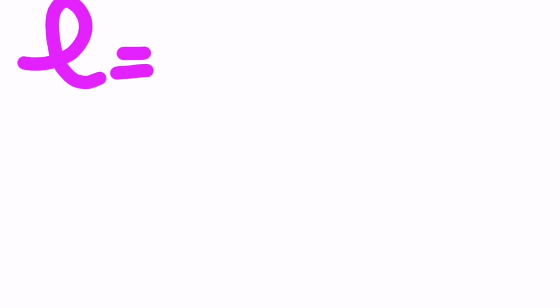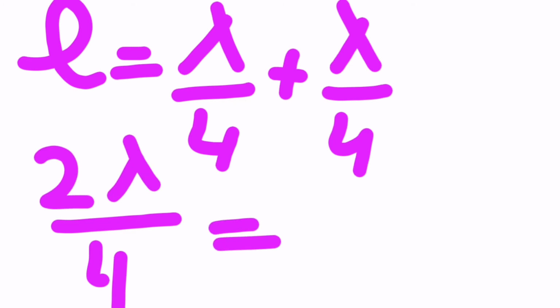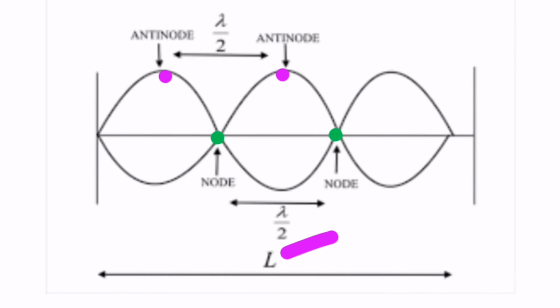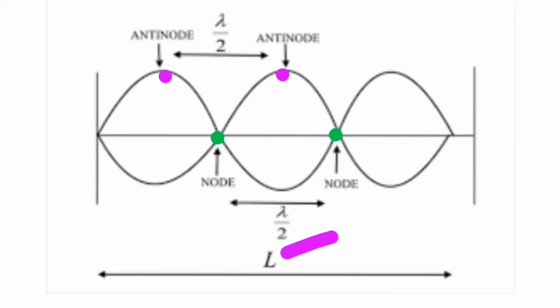The length, that is lambda by 4 from one node to antinode, and from another node to antinode is lambda by 4. Now when we take the LCM, we get 2 lambda over here, and when we solve this, we get lambda by 2. It means the distance from one node to another node is lambda by 2, and the distance from one antinode to another antinode is lambda by 2. Okay, these were the two important points of stationary waves that you should know for MCQs, and also the key points that you should write in the definition.